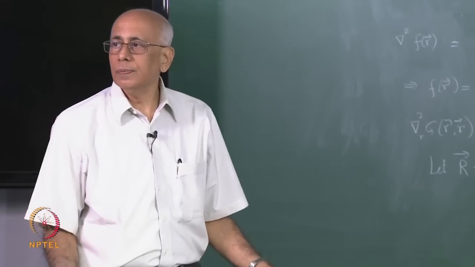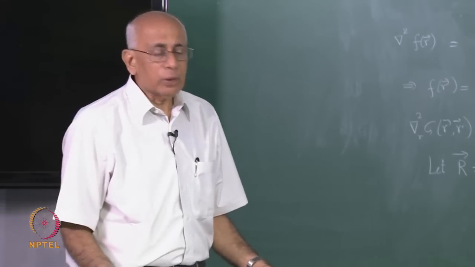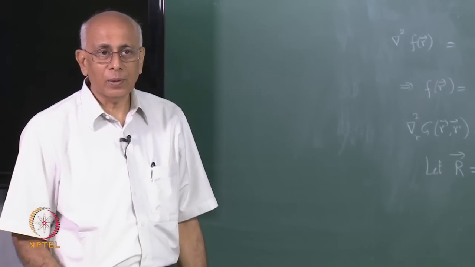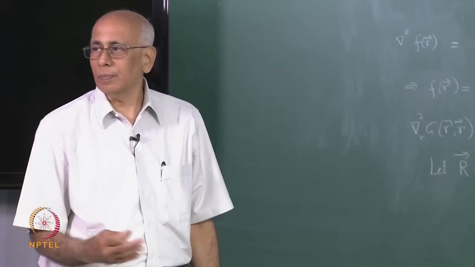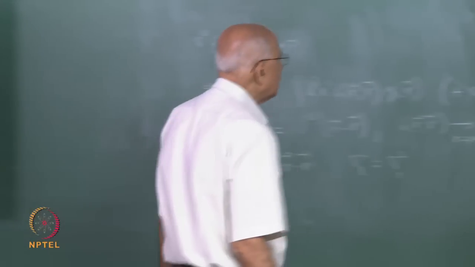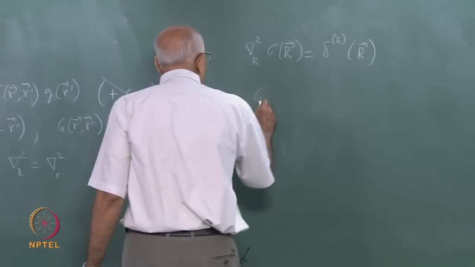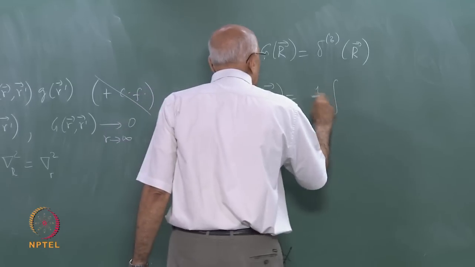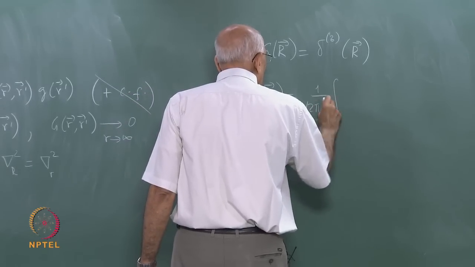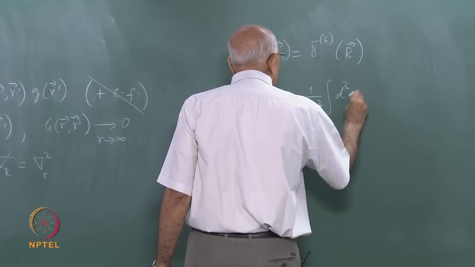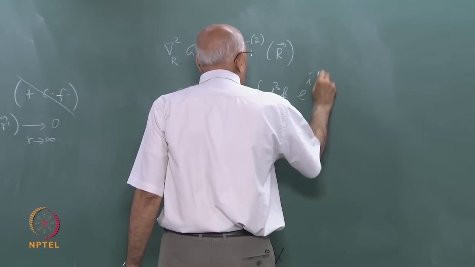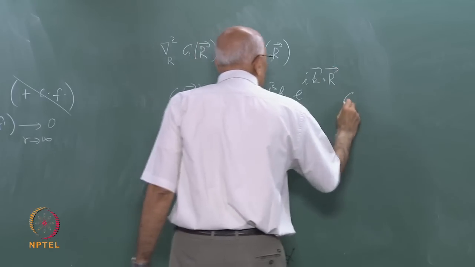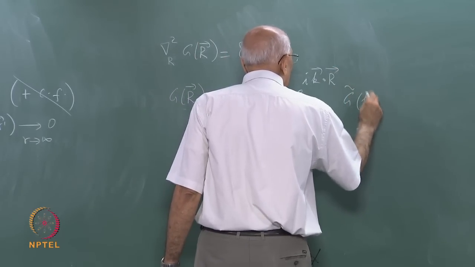What should we do? We should do something which converts this del squared into a multiplication, and the obvious thing to do is to take the Fourier transform immediately. So let us define a Fourier transform: g of r equals, in 3 dimensions, 1 over 2 pi cubed, integral d3k e to the power i k dot r, g tilde of k.